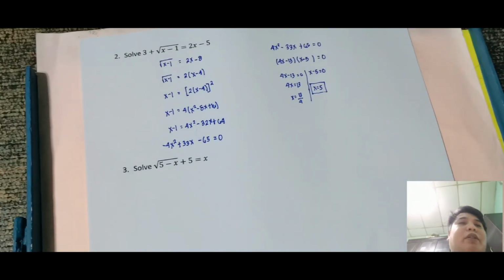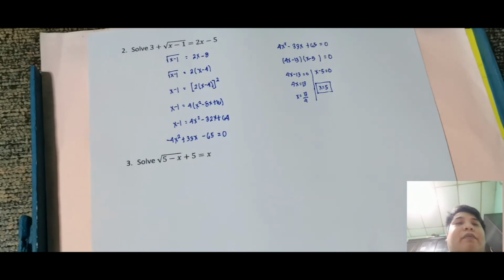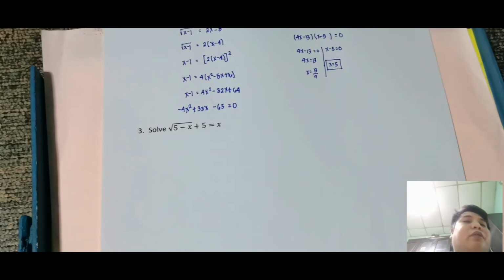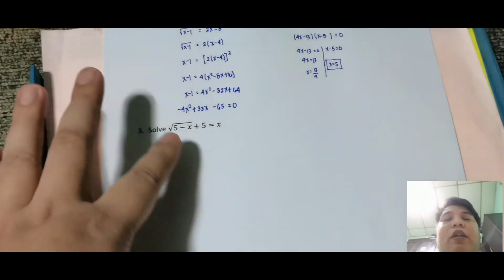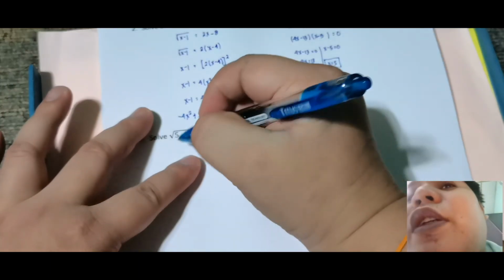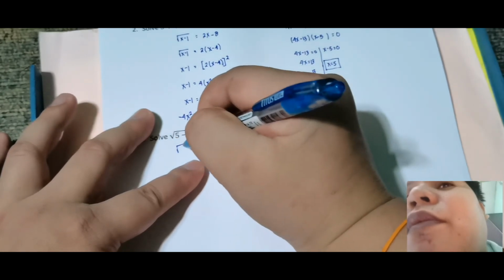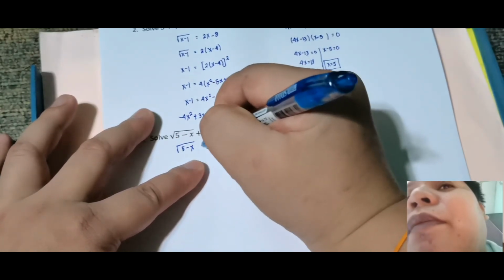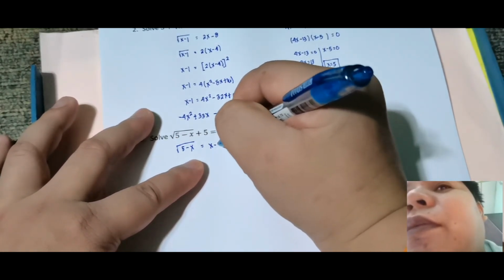Last example for this video, bago tayo mag-move dun sa next video natin about nature fruits. So yun na nga, naka-ready na siya. Okay, so solve for square root of 5 minus x plus 5 is equal to x. So in this case, anong gagawin natin, sir? Ang gagawin po natin, ito po ay equivalent sa square root ng 5 minus x equal sa x minus 5.